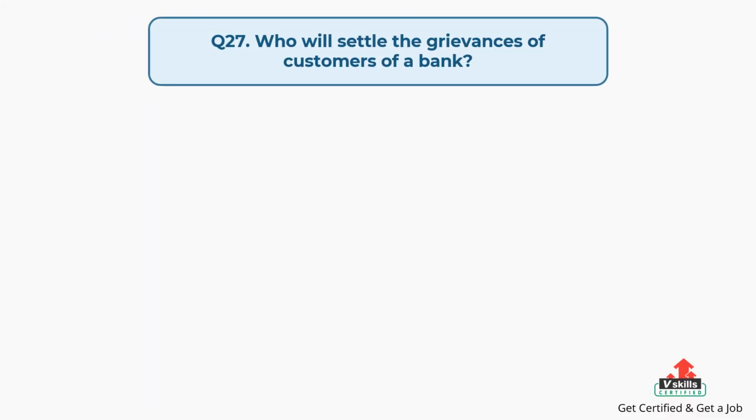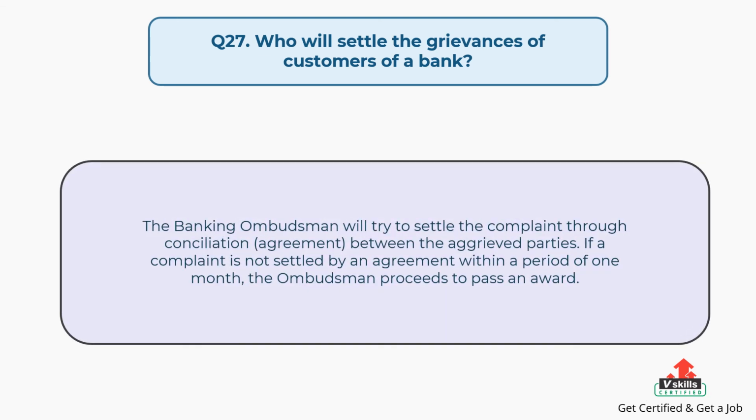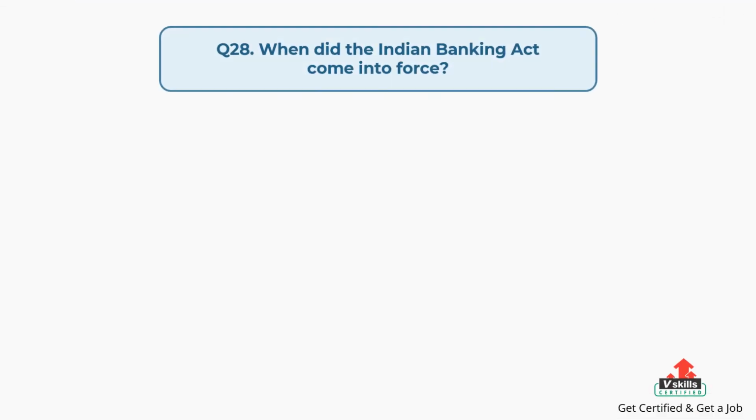Question number 27. Who will settle the grievances of customers of a bank? The answer is, the banking ombudsman will try to settle the complaint through conciliation between the aggrieved parties. If a complaint is not settled by an agreement within a period of 1 month, the ombudsman proceeds to pass an award.